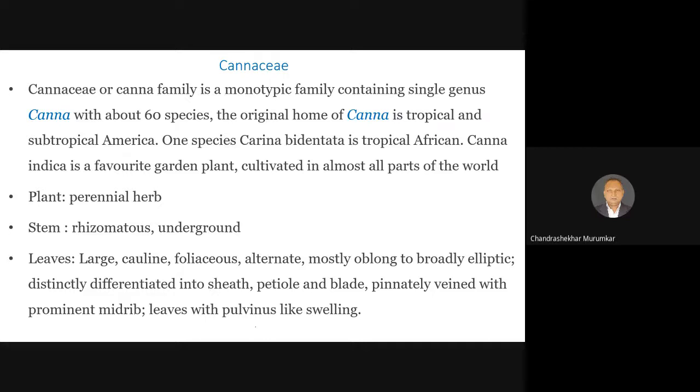The plant is a perennial herb, or it is a shrub. It can't be called a shrub because it is not woody. That's why it is called a perennial herb. The stem is rhizomatous. It is underground and rhizomatous.